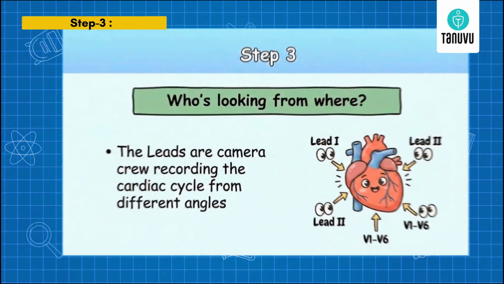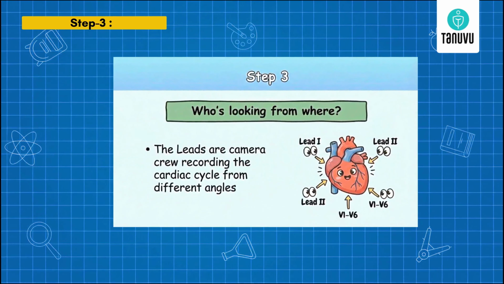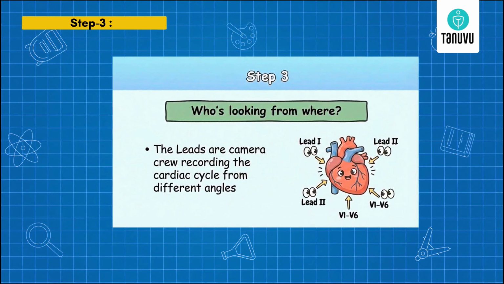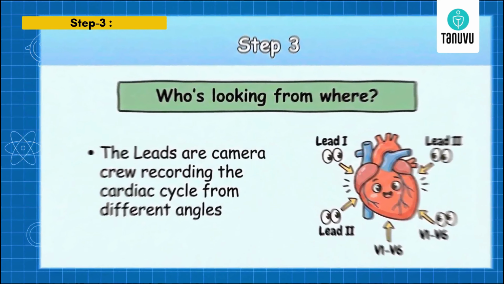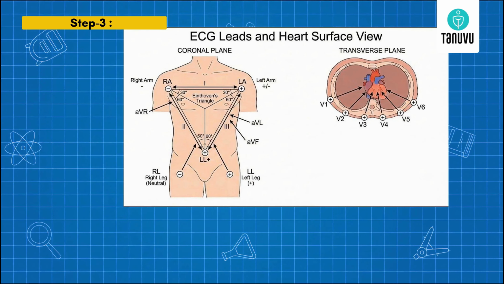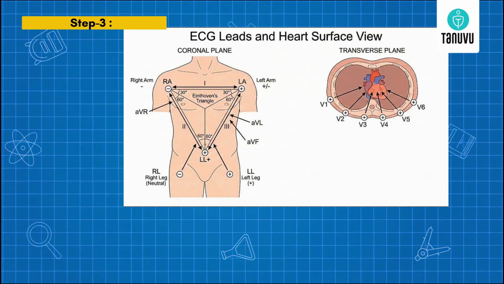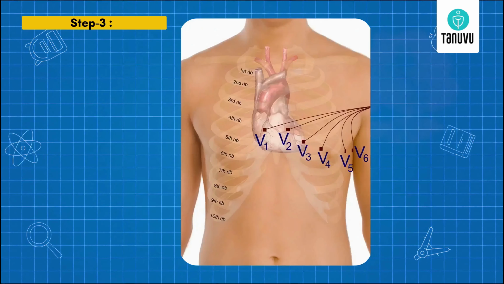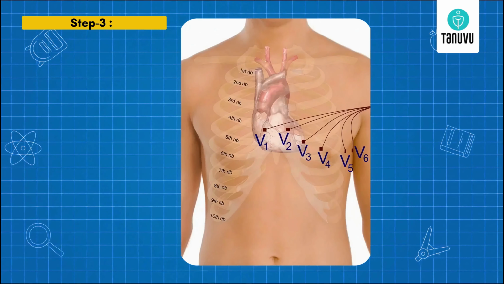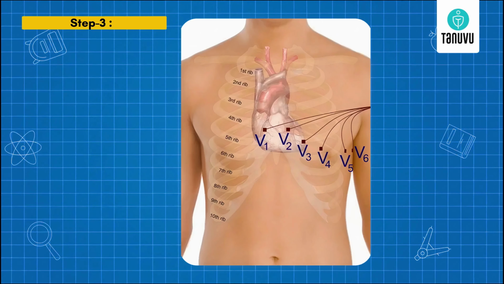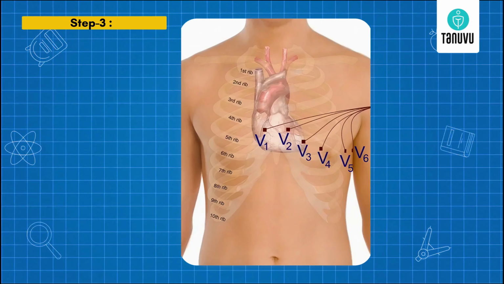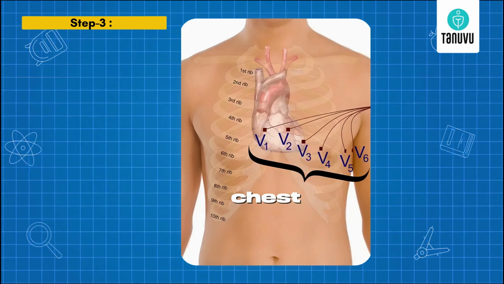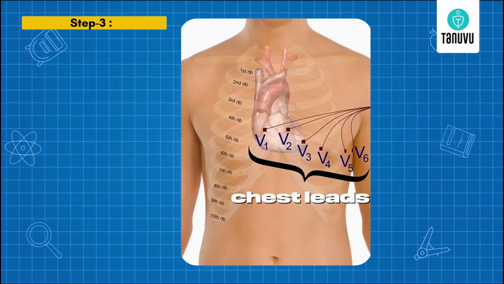Step 3. Step 3 involves understanding the cardiac leads. Cardiac leads can be considered as a camera crew recording the cardiac cycle from different angles. There are 12 leads: V1 to V6, lead 1, lead 2, lead 3, AVR, AVL and AVF. The chest leads, or the transverse leads, record the cardiac cycle from anterior to the left lateral side. They are V1 to V6, as depicted in the image.